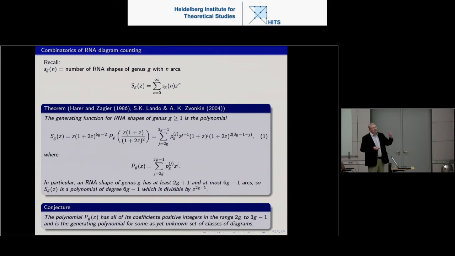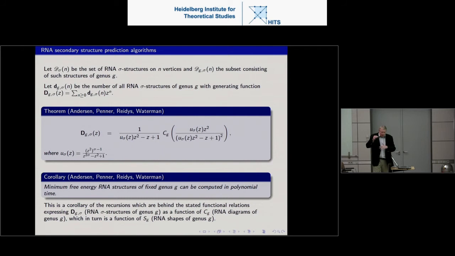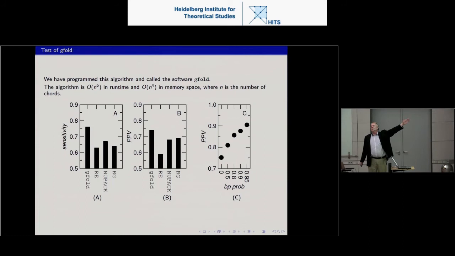So let me quickly go through all of this. We implemented that in such a way that it takes care of what people in biology care about, stack size and so on. We really programmed this all the way to an algorithm which could predict pseudoknots in RNA. Unfortunately it has O(n^6) runtime and O(n^4) memory. But we were very happy that it outcompeted any other prediction software on the market. So we took it all the way to applications.